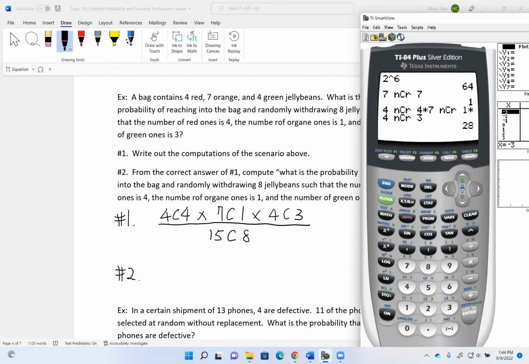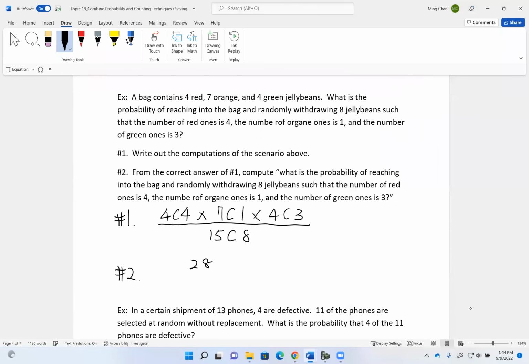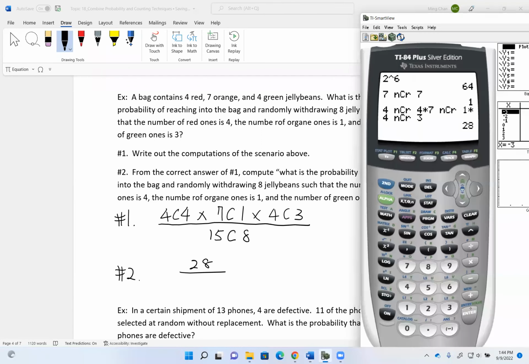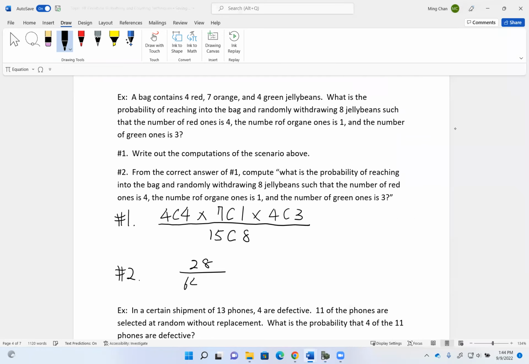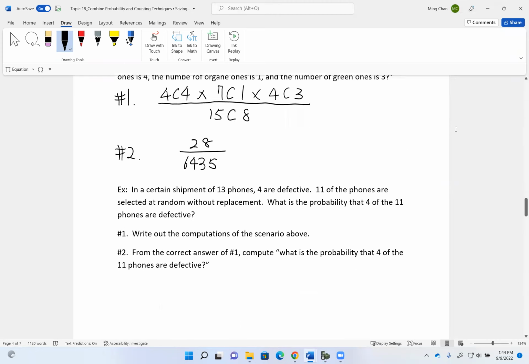So there are 28 ways to select exactly 4 red, 1 green, 1 orange and 3 green, out of 15 jelly beans total in the bag, drawing out 8 of them. So that will be 28 out of 6,435 different ways. Okay, I'm gonna leave my answer like that.